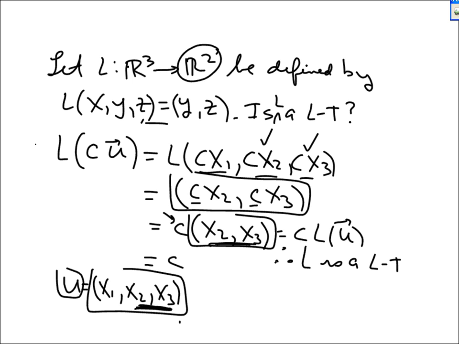Why? Because we satisfy condition 2. Previously, we verified condition 1. If 1 and 2 are met, then L is a linear transformation. If any one of them is not verifiable, it fails, then we say L is not a linear transformation. Not all mappings are linear transformations.